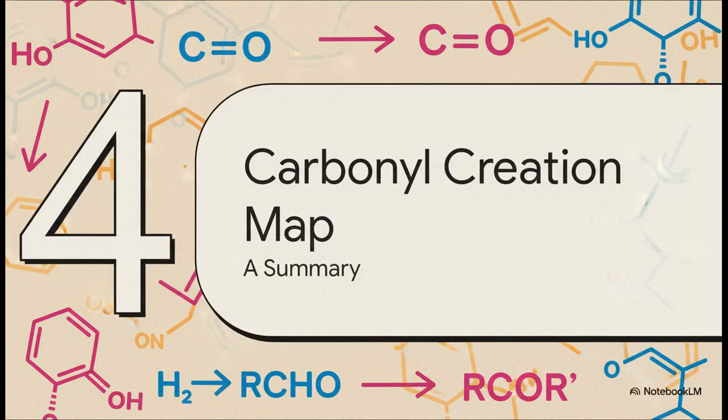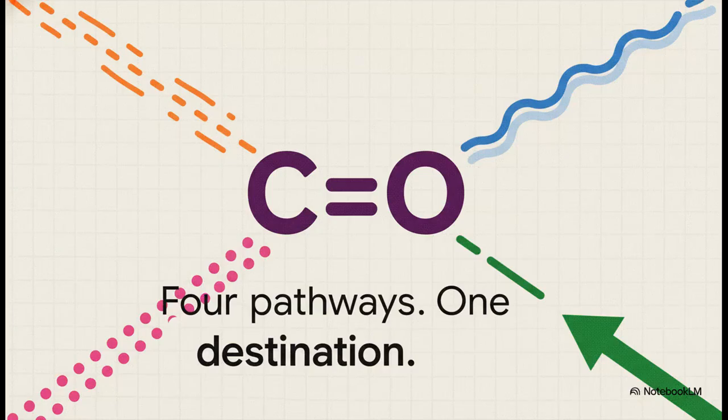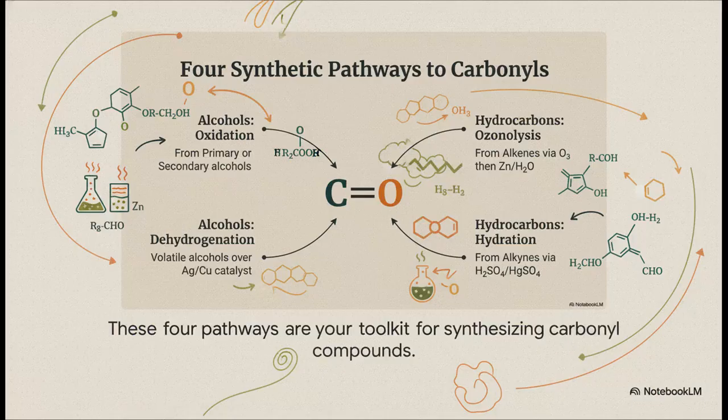Whew, we have covered a lot of ground, haven't we? We've looked at the structure of the carbonyl group and 4 totally different ways to synthesize it. So let's bring it all together and create a final summary map for you. From 4 different starting points, using 4 different reactions, we end up at the exact same place, the incredibly versatile and reactive carbonyl group. So here it is, your synthesis toolkit.